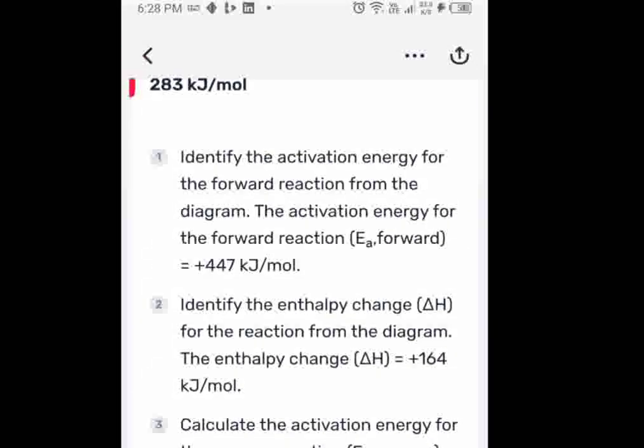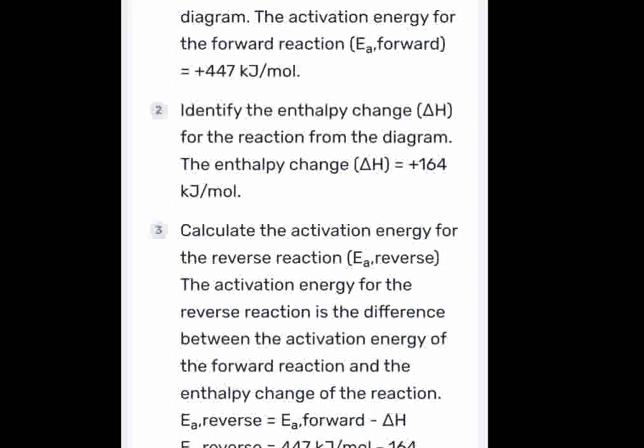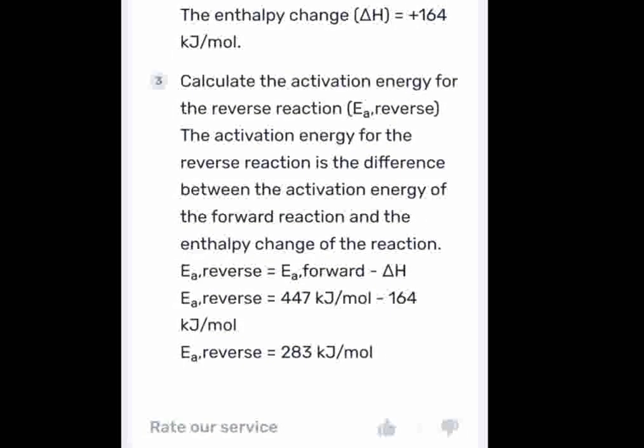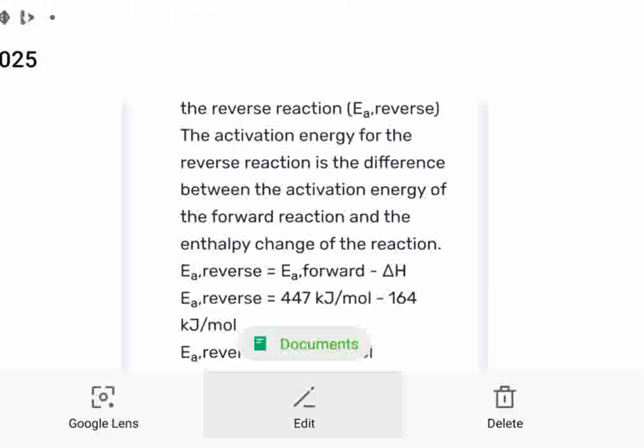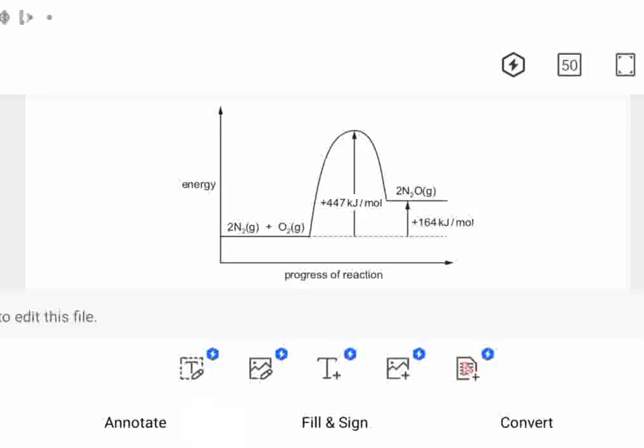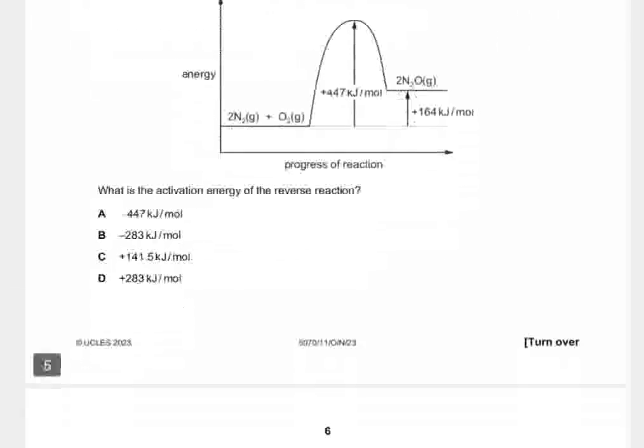You have to identify the activation energy of the forward reaction from the diagram. The activation energy for the forward reaction is 447 kJ/mol. You have to identify the enthalpy change, which is 164 kJ/mol. You have to calculate the activation energy for the reverse reaction. So the activation energy for the reverse is equal to the activation energy of the forward minus the enthalpy change. You calculate it by putting in the values, and there you get 283 kJ/mol. So the correct option is D.